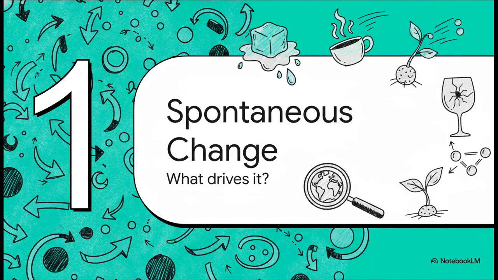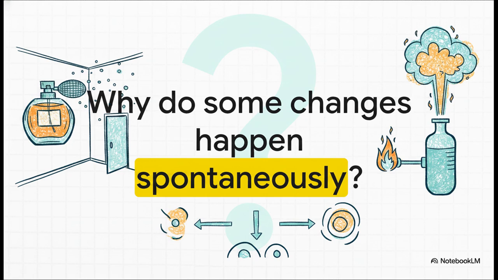All right, section 1, spontaneous change. What exactly drives it? So why do some physical or chemical changes happen completely on their own, while others just, well, don't? Think about spilling a few drops of perfume in a closed room. You know how the smell gradually spreads everywhere totally on its own?